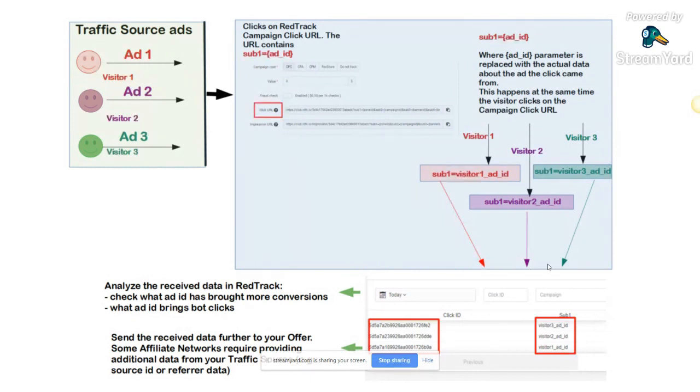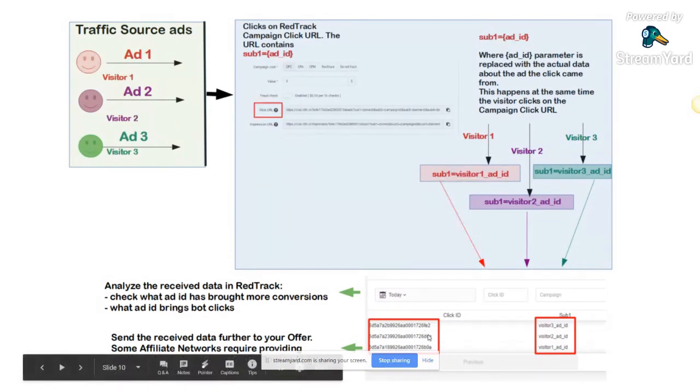All these parameters are recorded in your click logs in RedTrack. You can see these are 3 different click IDs and clicks, and they have 3 different sub1 parameters. So you can see that this sub1 parameter was replaced with actual value traffic source provided us. That's it. It's just as simple.